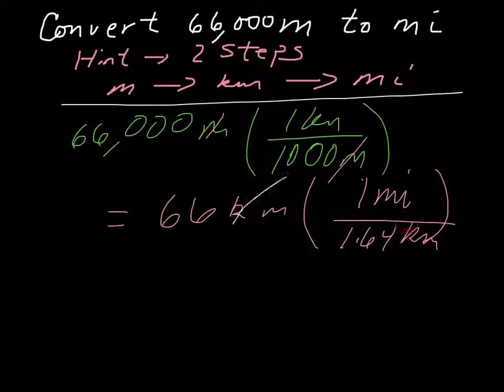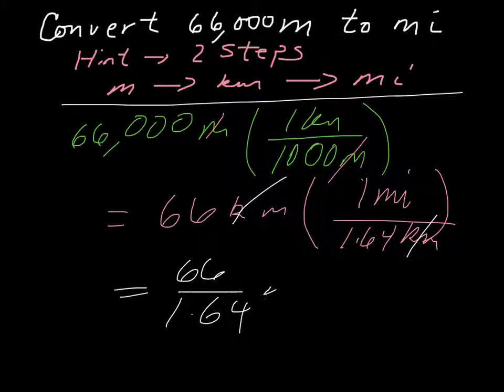Okay, so again, kilometers cancel. Did someone do 66 divided by 1.64 and get a number? 40.24. 40.2 miles. Okay? Very good.